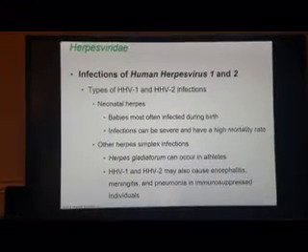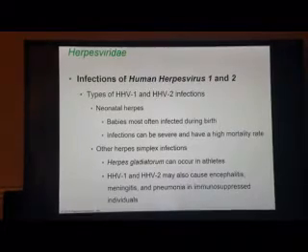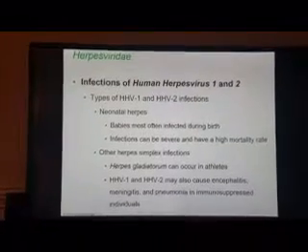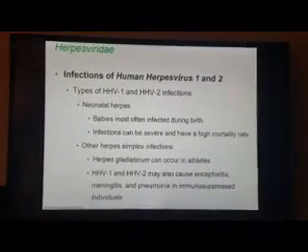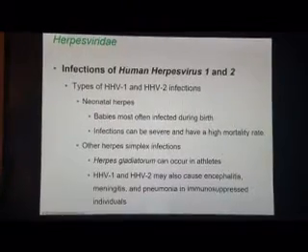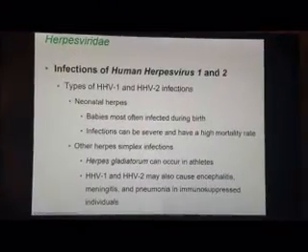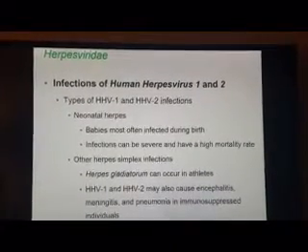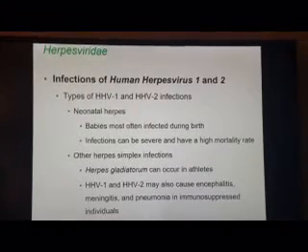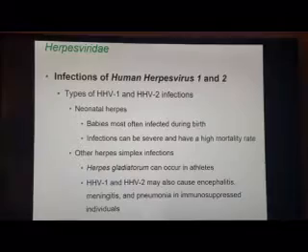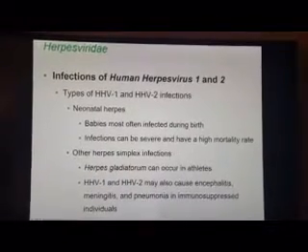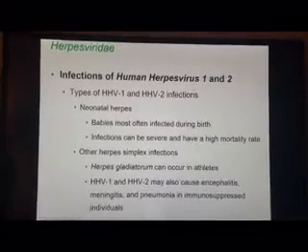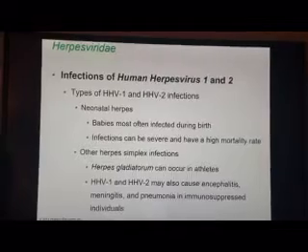Types of HHV1 and 2 infections include neonatal herpes, which is contracted during birth from the mother. It can be severe and have a high mortality rate. A fetus can be infected in utero if the virus crosses the placental barrier. Pregnant women infected with herpes should deliver the baby by C-section if lesions are present on the genitalia. Other herpes simplex infections include herpes gladiatorum, which is contracted by athletes during wrestling if in contact with herpes lesions. HHV1 and 2 may also cause encephalitis, meningitis, and pneumonia in immunosuppressed individuals.